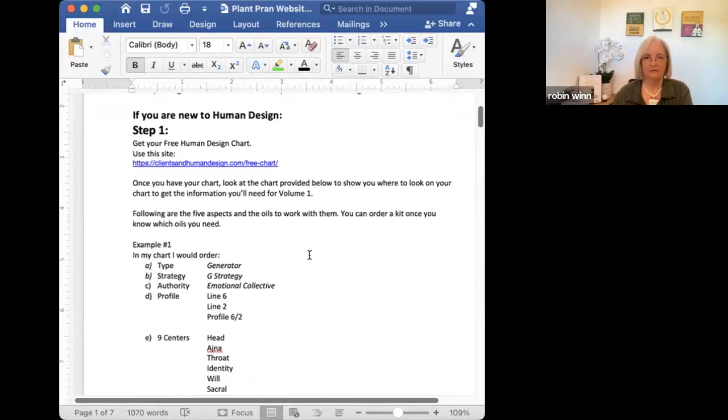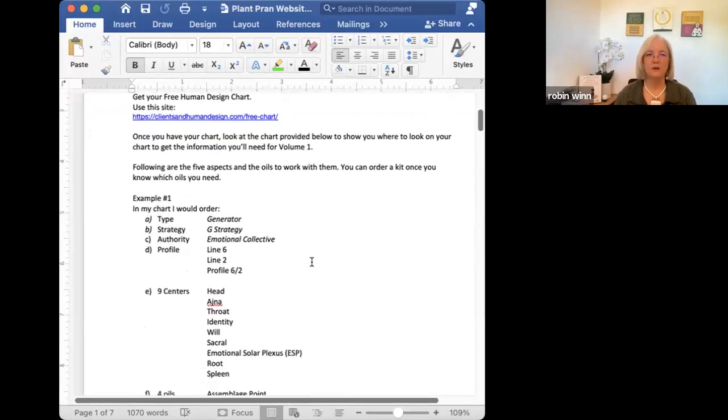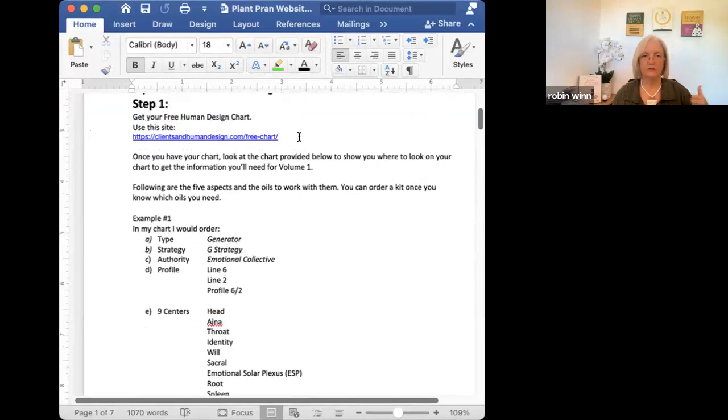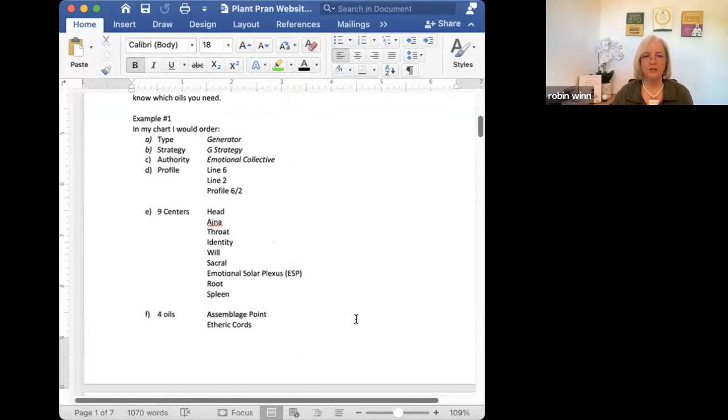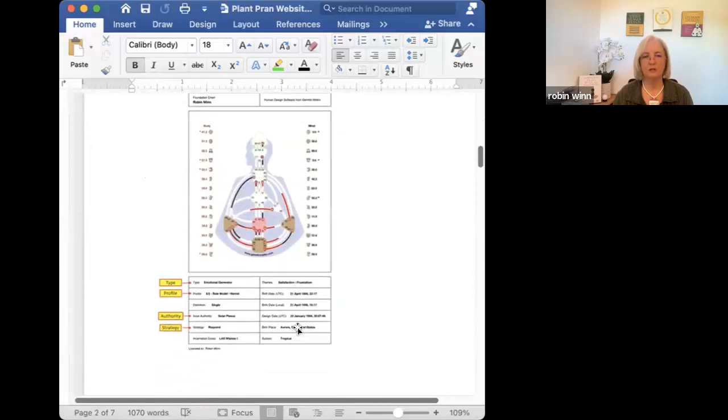There are a couple of steps. First of all, you have to get your chart. You have to know your type, strategy, and authority, and profile, and which centers are open and defined. So number one, you get your chart. I'm going to show you a picture here. These are the oils you're going to be getting: oils for your type, your strategy, your authority, your profile, the 9 centers, and the 4 oils. Here I write what the oils are, and I'm going to show you on my chart.